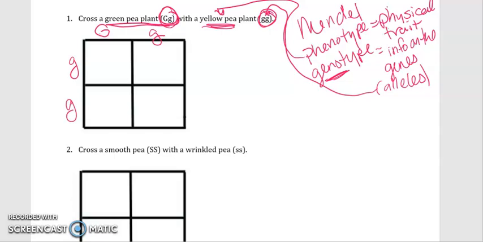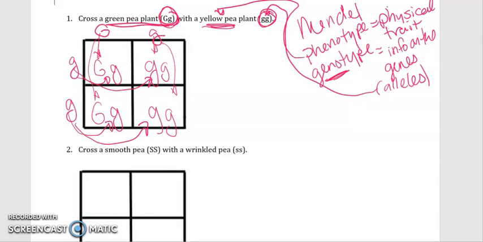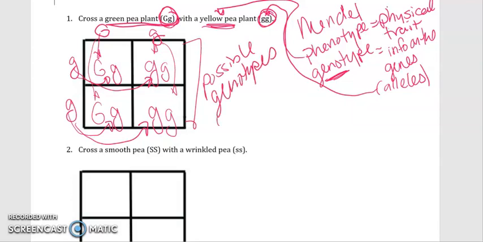Then we will take that big G and drop it down. Take the little g, drop it down. Then we'll take the ones on the side and shuffle them across. Shuffle. And we now have, those are our possible offspring. These are the possible genotypes of the offspring.